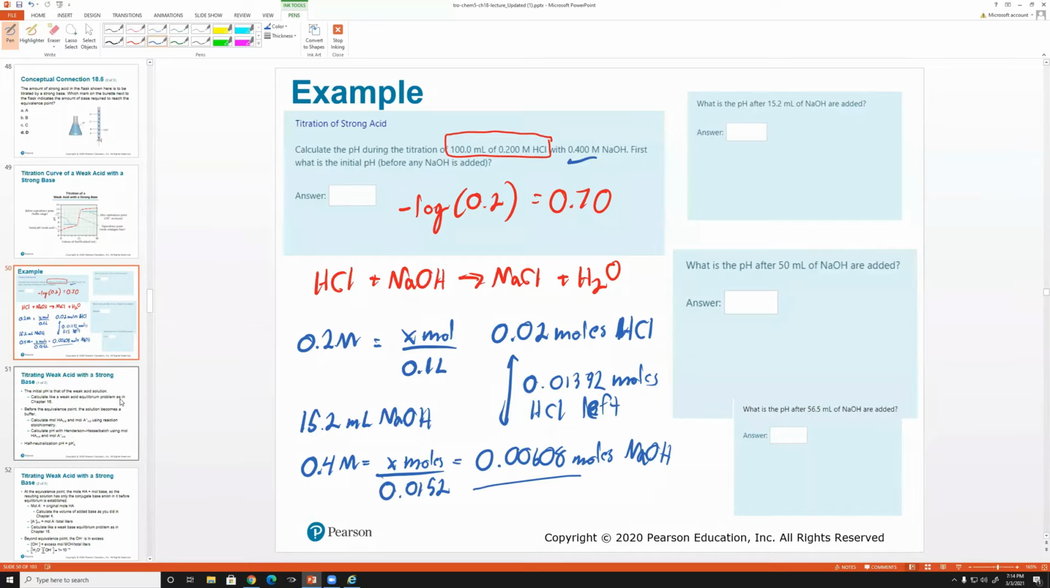And then, Sebastian, thank you. The negative log of that would be the pH, 0.757. Does that make sense? And the answer is yes. It's larger than 0.7. And you only added a very small amount, 15 milliliters of NaOH to 100 milliliters of HCl. So it should go up by a little bit.